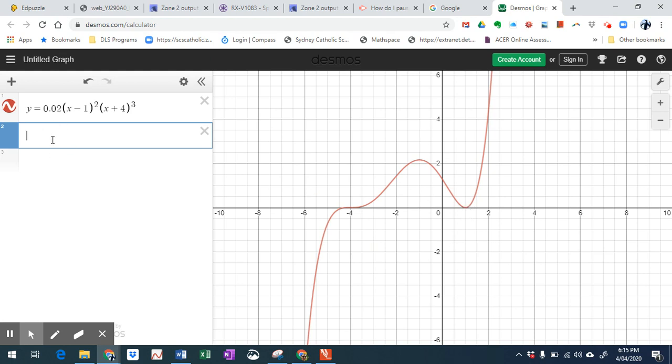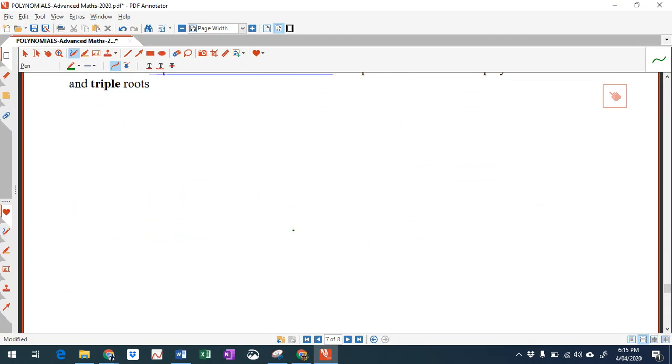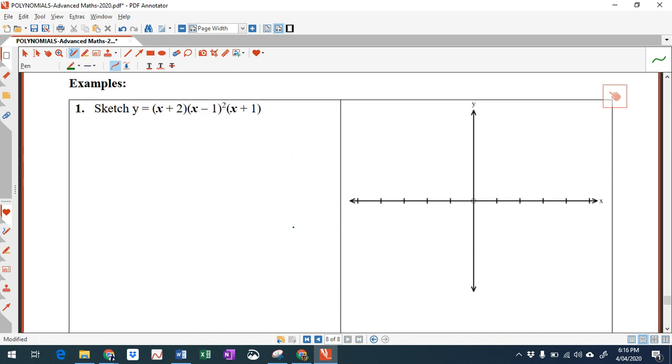So go to that site, Desmos, it's on your notes, and just practice putting in different double roots and triple roots to make sure you understand the concept. Okay, so now we've got the idea, we can do some sketching.